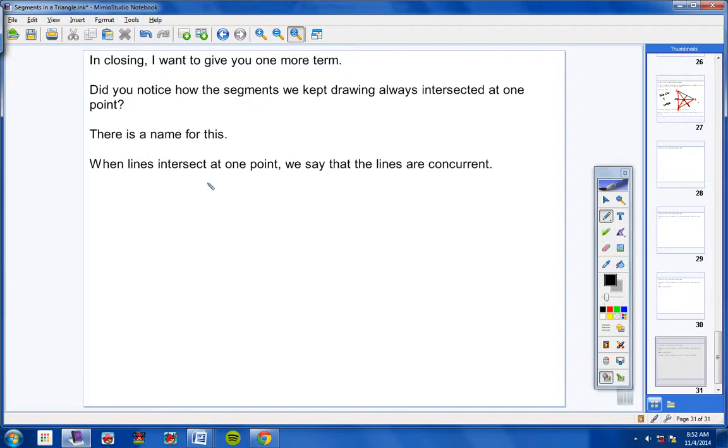When lines intersect at one point, we say the lines are concurrent. You need to know that, okay? That would make a great fill in the blank on a test or a quiz. When lines intersect at one point, we say that the lines are concurrent. And you need to know that, okay?